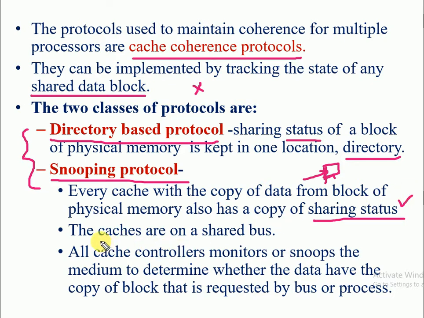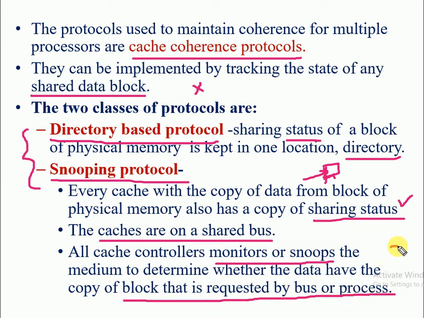The caches are connected to a common shared bus. We are using a specialized bus to which these caches are connected to the physical memory. As you know, all the caches have cache controllers, and the controllers monitor or snoop. They look into the bus to determine whether they have a copy of the block that is requested by the bus or processor. So they always monitor the bus to check whether the cache consists of the updated data.